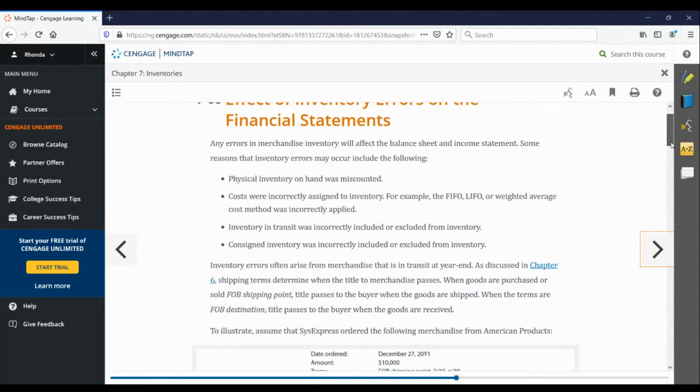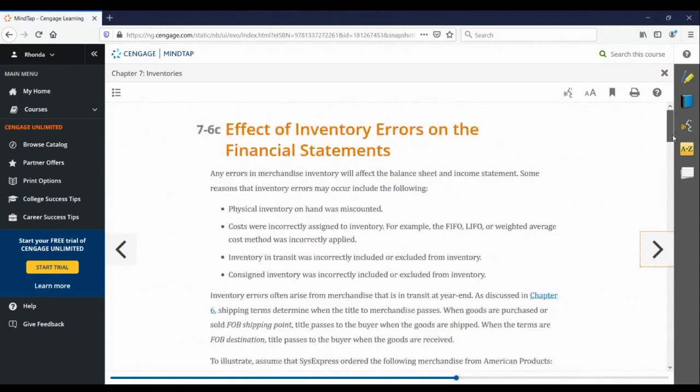Now, something that can also happen for our company is that we might experience inventory errors. You'll remember that when we are doing the perpetual inventory system, at the end of the accounting period, it's always a good idea to physically count the amount of the merchandise inventory. So companies will count the amount of the merchandise inventory and verify it with what they have in their computer records.